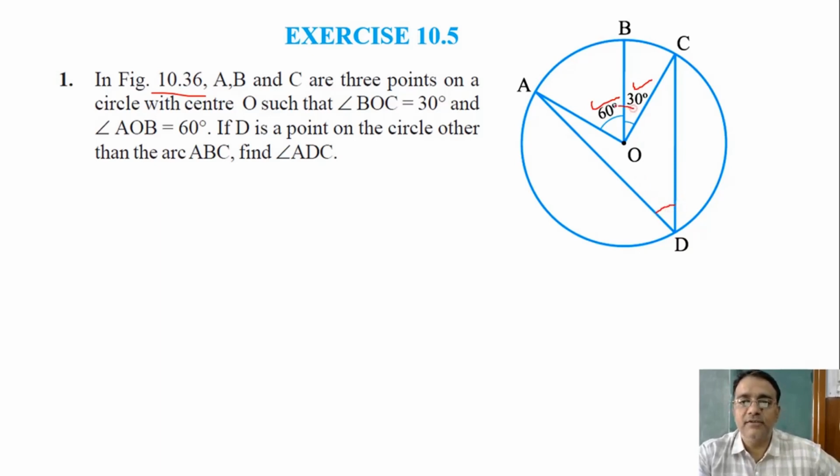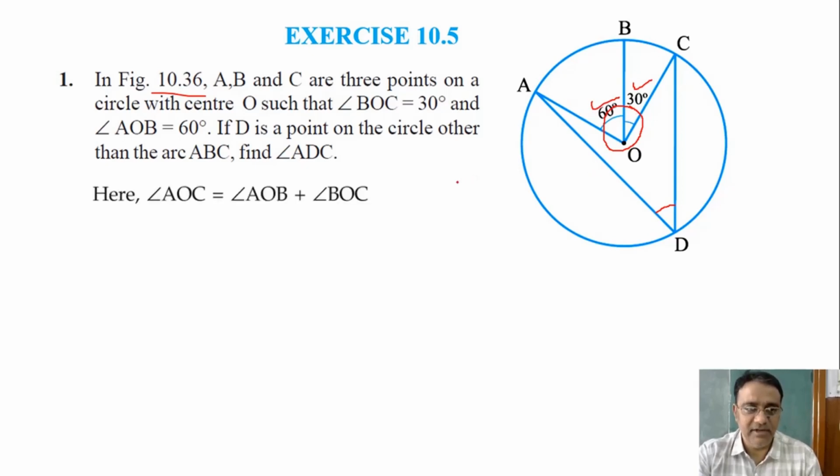So what we will do, we will find this angle AOC. How will you find angle AOC? Angle AOB plus angle BOC, right? Angle AOB is 60 degree and this angle is 30 degree. So 60 plus 30 will get 90 degree.